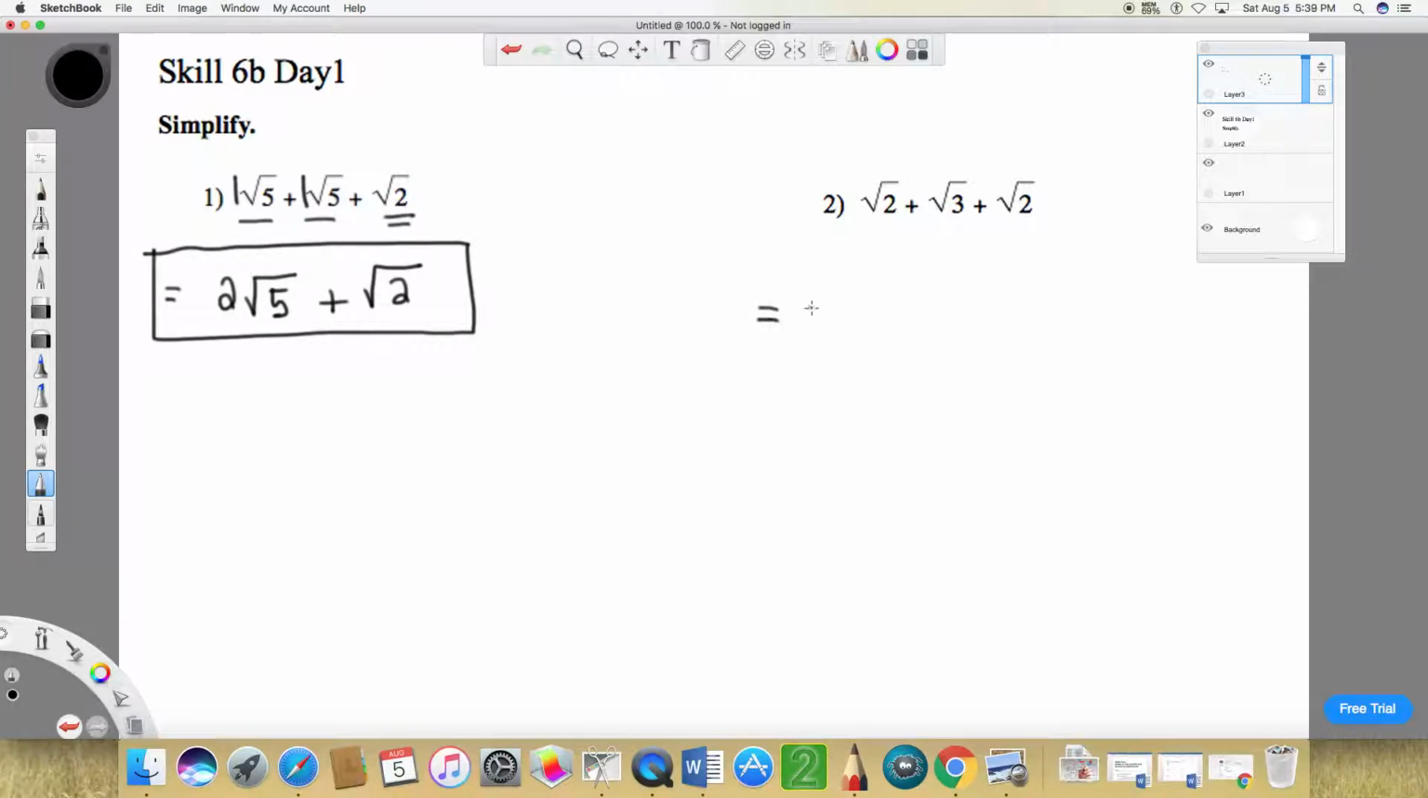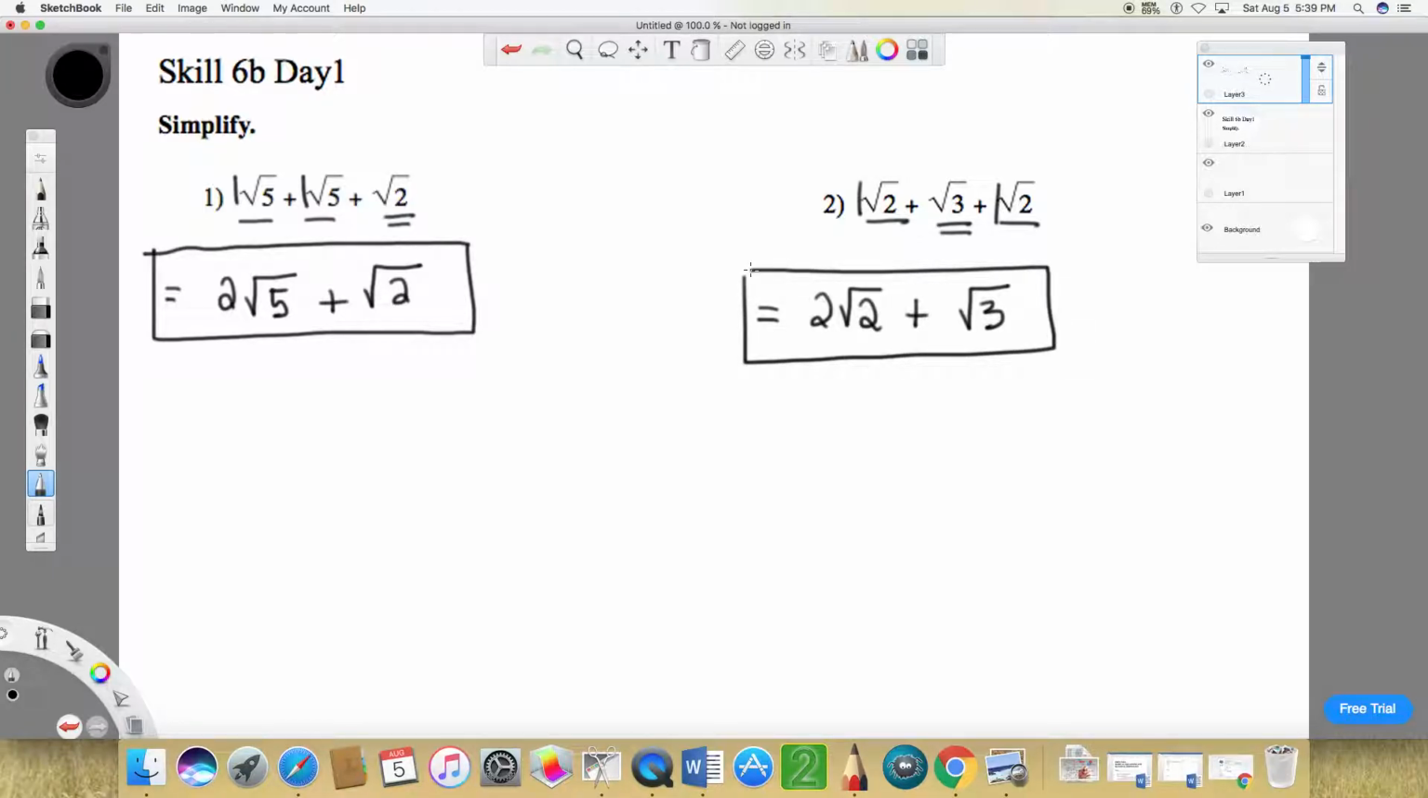Over here, same idea. Let's put ones in front of here so we can count how many we have. We have a radical 2 and another radical 2 for 2 radical 2s. And this radical 3 is unlike the radical 2, and we can't combine those. Those are unlike terms. So there's our two answers for the first two problems. Let's move on.